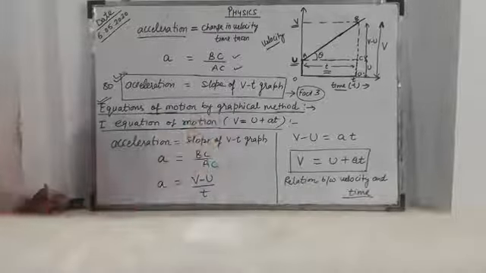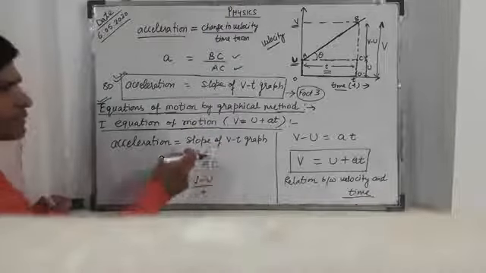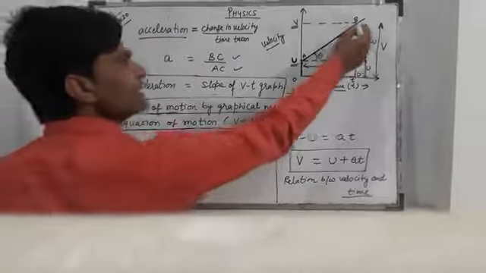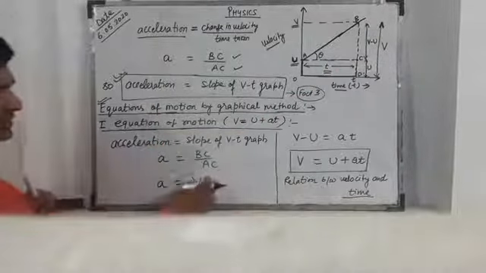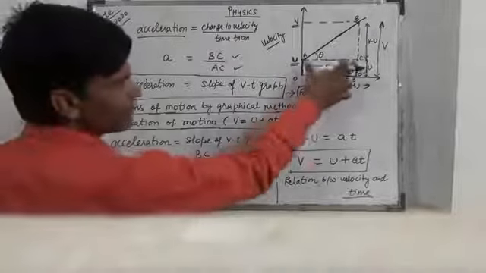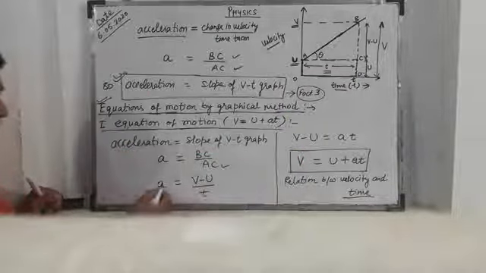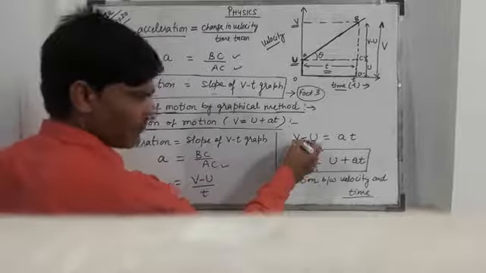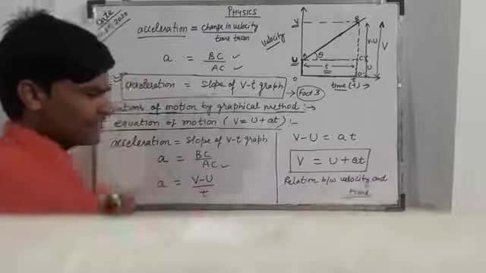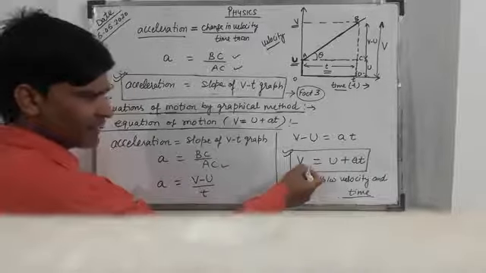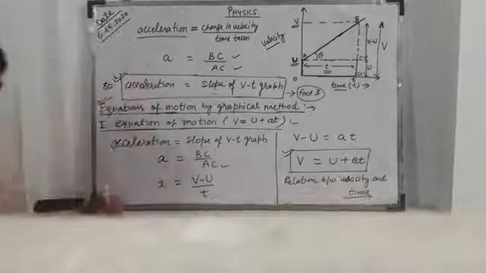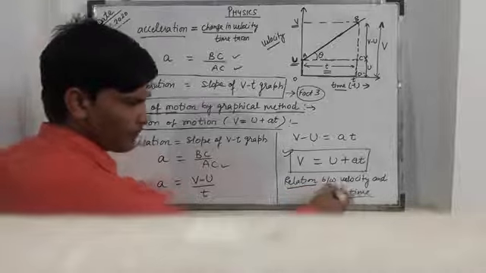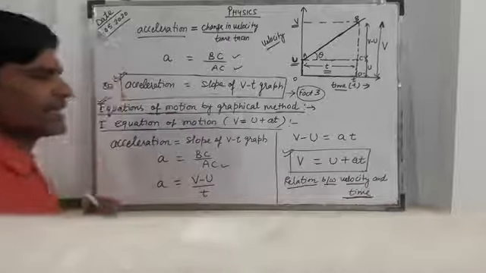Fact number three. From that we have BC upon AC, but the value of BC from the graph is v minus u and the value of AC is t. Then we get a is equal to v minus u upon t. Finally, v minus u is equal to at, and then we get v is equal to u plus at. This is the first equation of motion. This is also known as the relation between velocity and time.